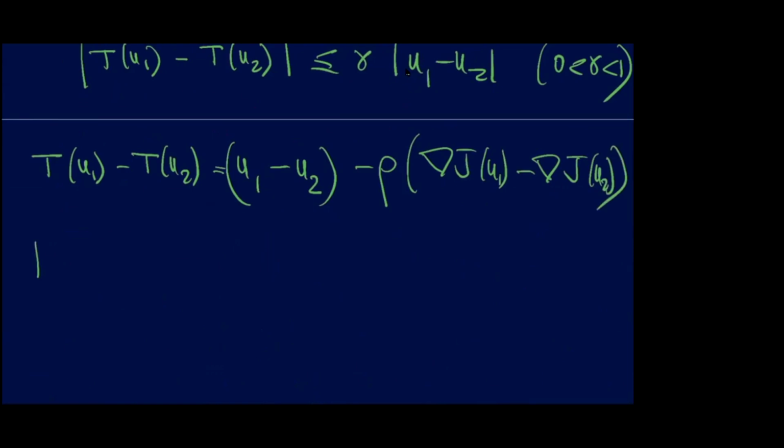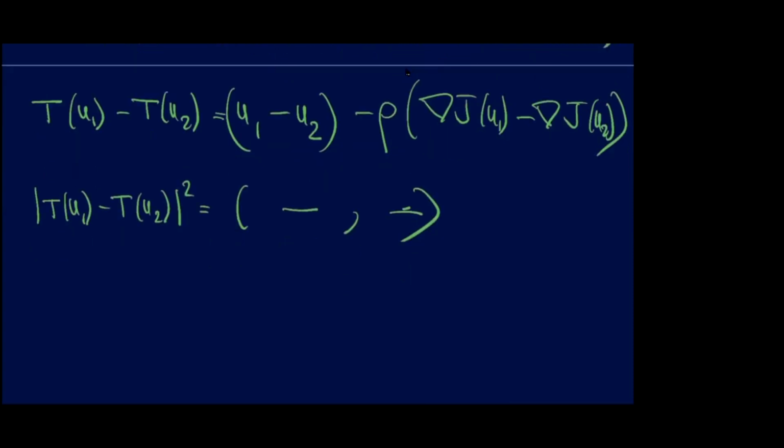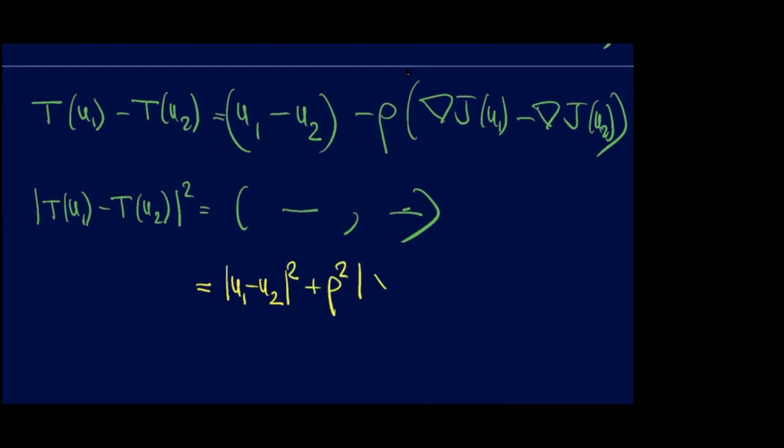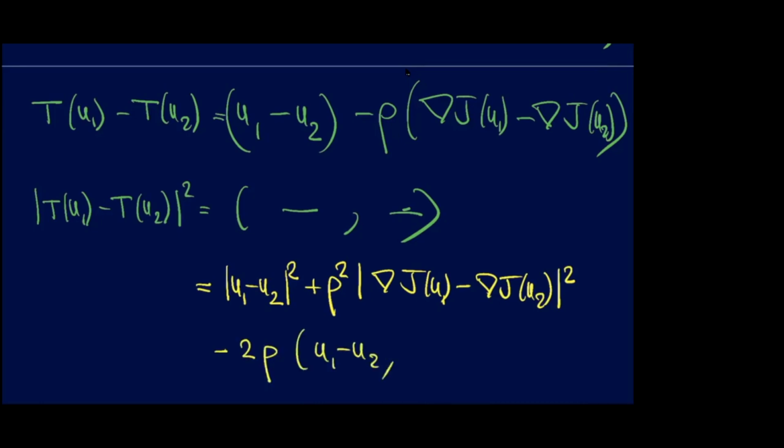So rather than taking the norm, of course, in a Hilbert space, it is much easier to take the square, right? Because then it is the scalar product of the vector with itself. Okay, now what happens then? Because this vector is constituted by two terms, the difference of the u's and the difference of the gradients. When I compute this norm, I will have several contributions. The first one will be u1 minus u2 squared. The second contribution will be the square of the second one, and this will be plus rho squared times gradient J u1 minus gradient J u2, squared. And the third term will be minus 2 rho and the scalar product of u1 minus u2 with gradient J u1 minus gradient J u2, right?